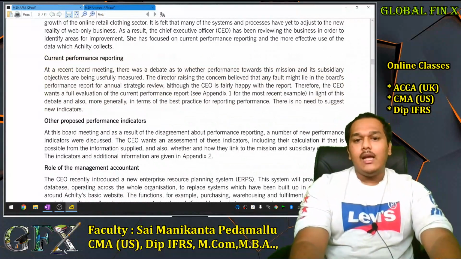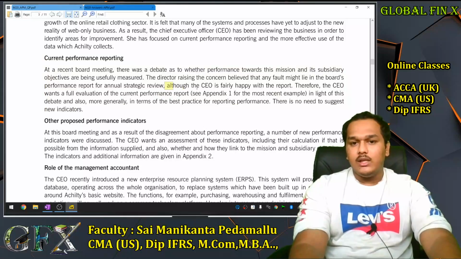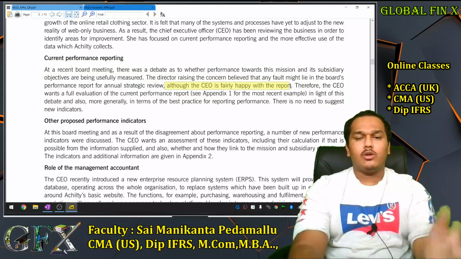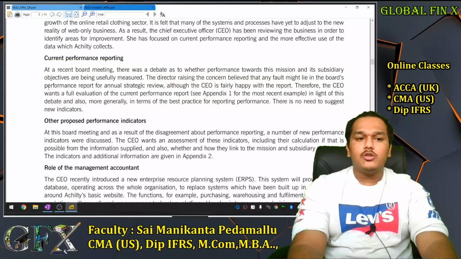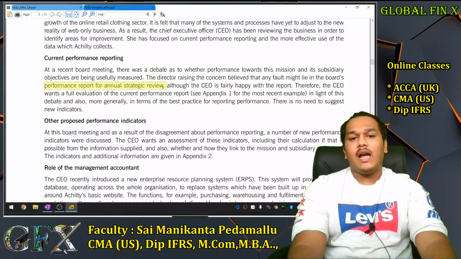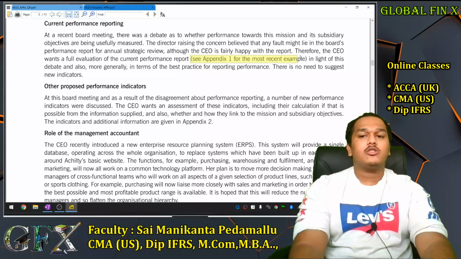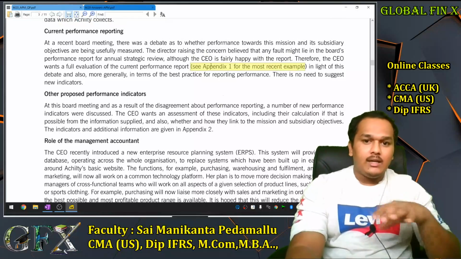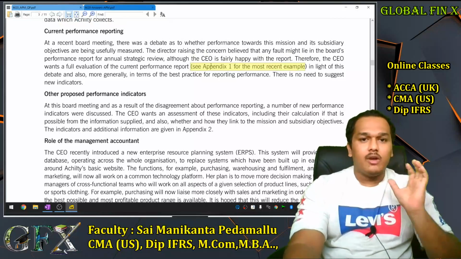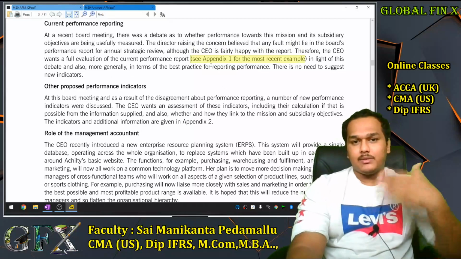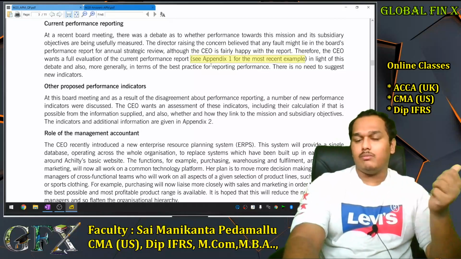They are saying that, and they gave you that although the CEO is fairly happy with the report. Okay, the CEO is fairly happy, but he wants you to conduct a performance report for the annual strategic review, and see appendix 1 for the most recent example. So the current reporting system example is given in your first appendix 1. Appendix means additional documentation along with the master document.